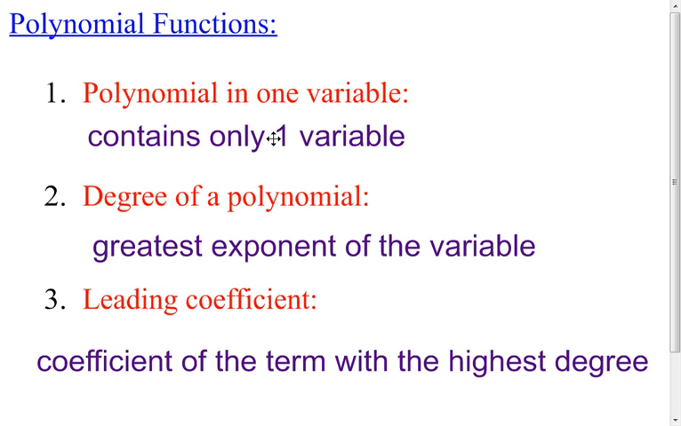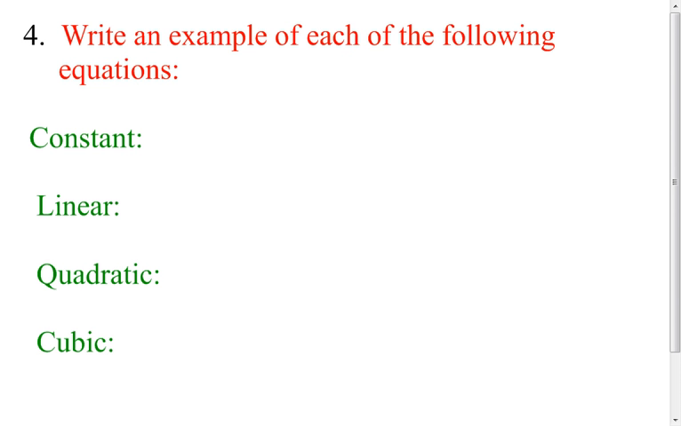Coefficient means the number that's in front of the term, and in this case it's the one that has the highest degree that gives the leading coefficient. It does not have to be the one that's listed first in the expression. But you want to look for the term with the highest degree and look for the number that's in front of that term. Okay? So here's an example of a constant equation.